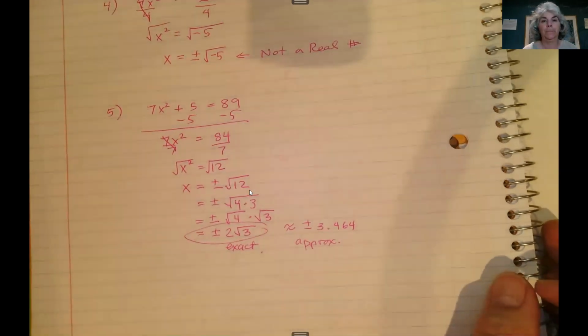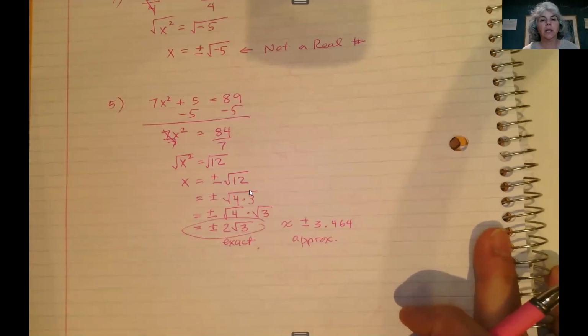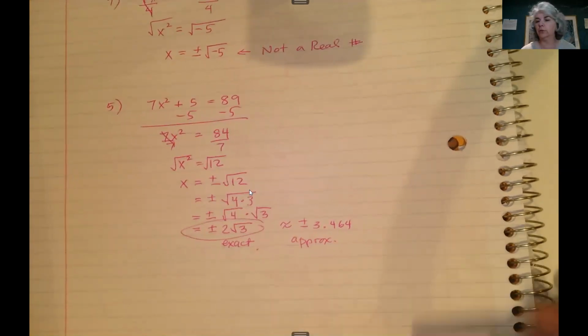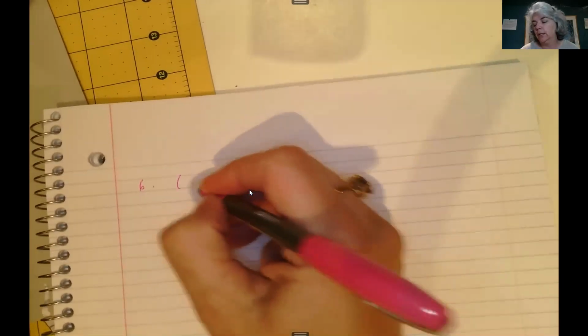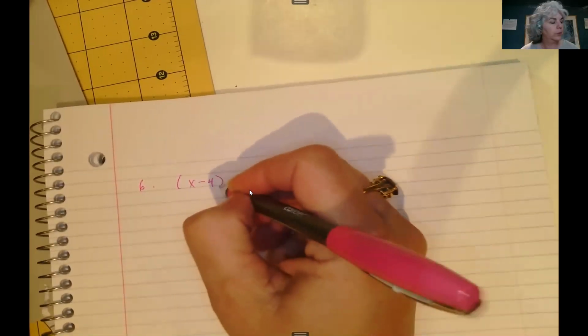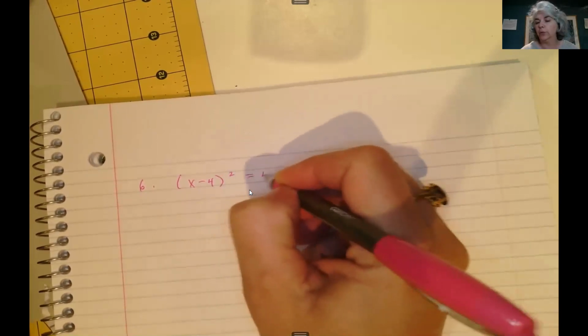Okay. I'm not going to graph this one. So let's go on to the other one, number 6. This is one of the ones in vertex form. And it's x minus 4 squared equals 49.